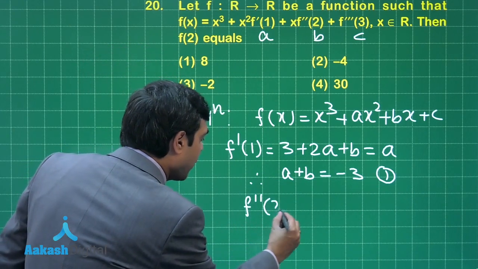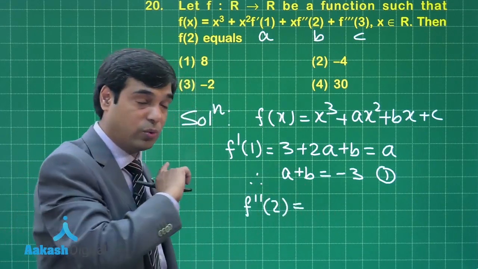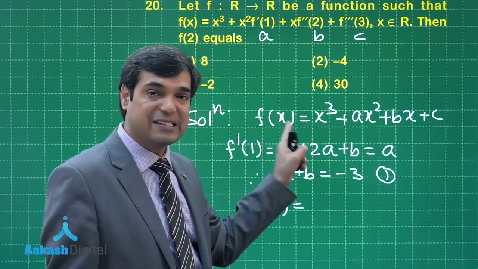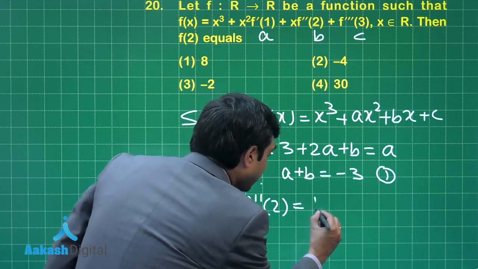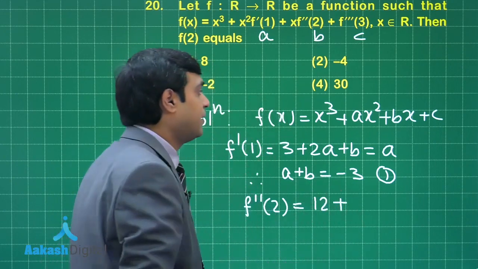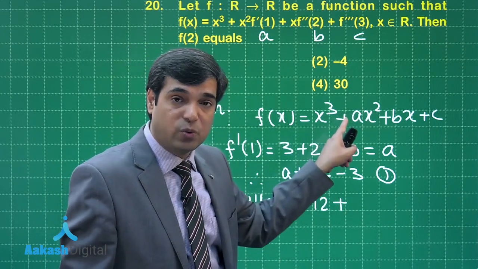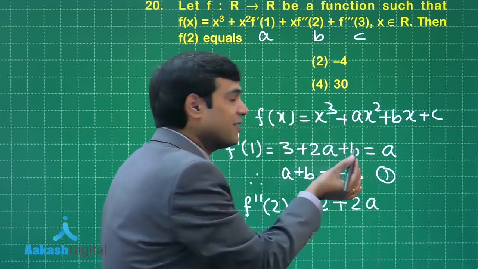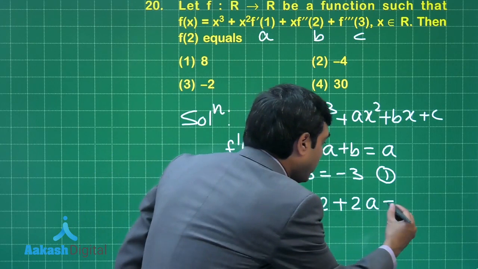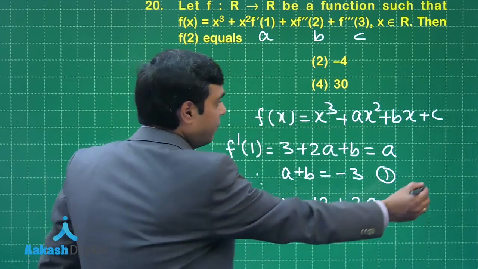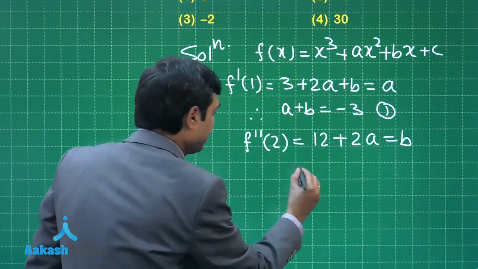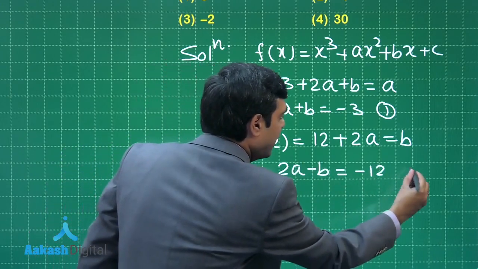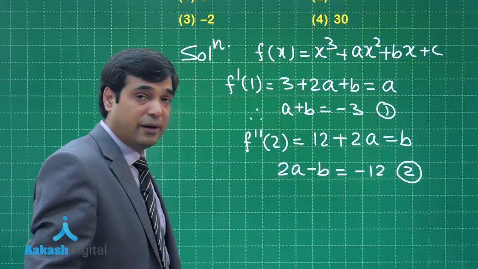Second derivative is required at x is equal to 2. Okay. So, 3x square was the first derivative. So, 6x, meaning it becomes 12 plus second derivative after 2ax, it becomes simply 2a. So, write down 2a, rest terms are 0, is equal to b. So, from here we have the result as 2a minus b is equal to minus 12. This is equation number 2, right.